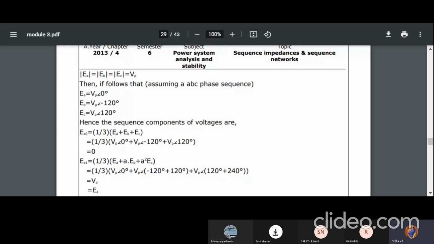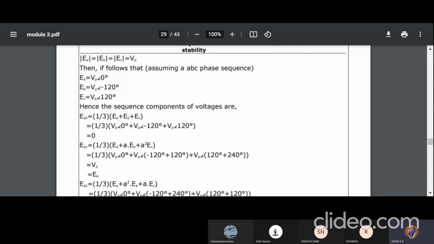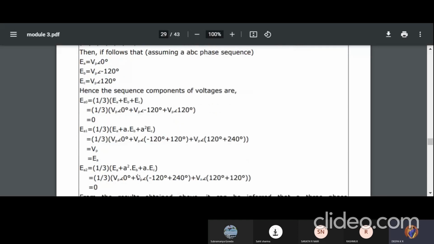So if you solve, you have to get EA1 equal to the same as VP itself, because these two terms will be 0, but this will act as a 1. So your answer will be EA, because EA equals EB equals EC, that can be written as VP. Anything I represent here in terms of the A sequence, I am going to write as VA itself. Similarly, go for the second case, the negative sequence EA2. EA2 is 1 by 3. Your B phase is 240 degrees and your C phase is 120 degrees. So take down and represent the values here.